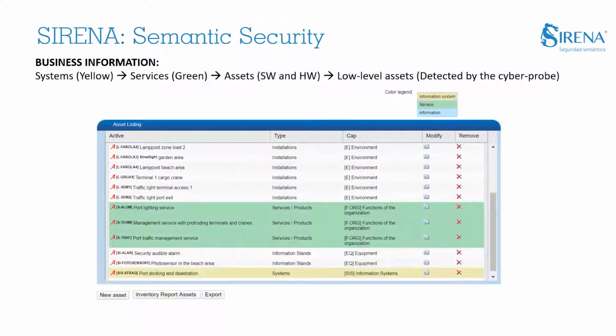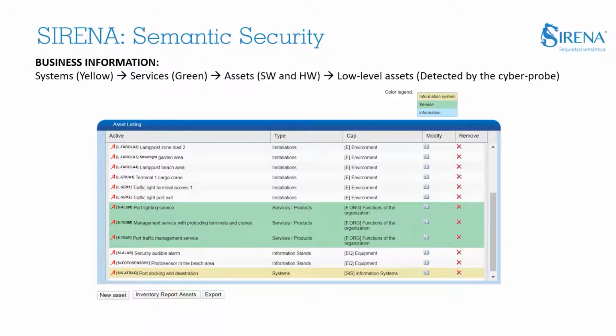In this example, we see how the information system, docking and undocking from the seaport, is made up of various services such as traffic light management, terminal and crane management, and port traffic management. Each of them in turn depends on a series of assets, each time of a low level. In this example, the lighting system depends on the street lights, and the traffic system on the traffic lights and the entrance and exit barrier.